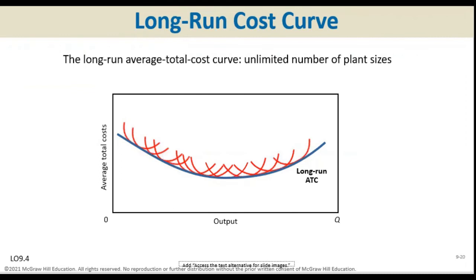If the number of possible plant sizes is very large, the long run average total cost approximates a smooth curve. That's why we have economies of scale, followed by diseconomies of scale, right? And it causes this U-shaped average total cost curve.